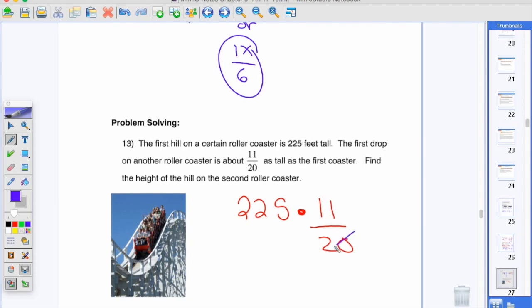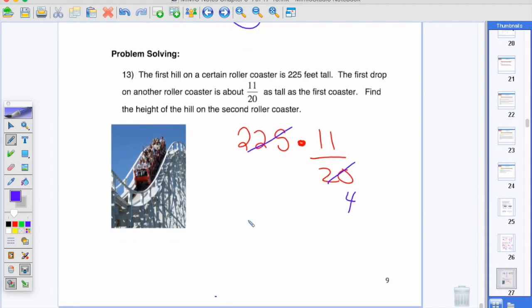We can cross-cancel the 20 with the 225 because using my divisibility rules, I know they have a 5 in common. So I take out a 5 from 20, I'm left with 4. I'm going to take out a 5 from 225, and I'm going to have to do a little bit of math off to the side to see what the remaining factor is. So 225 divided by 5, 4 times 5 is 20, subtract, bring down, so I get 45.